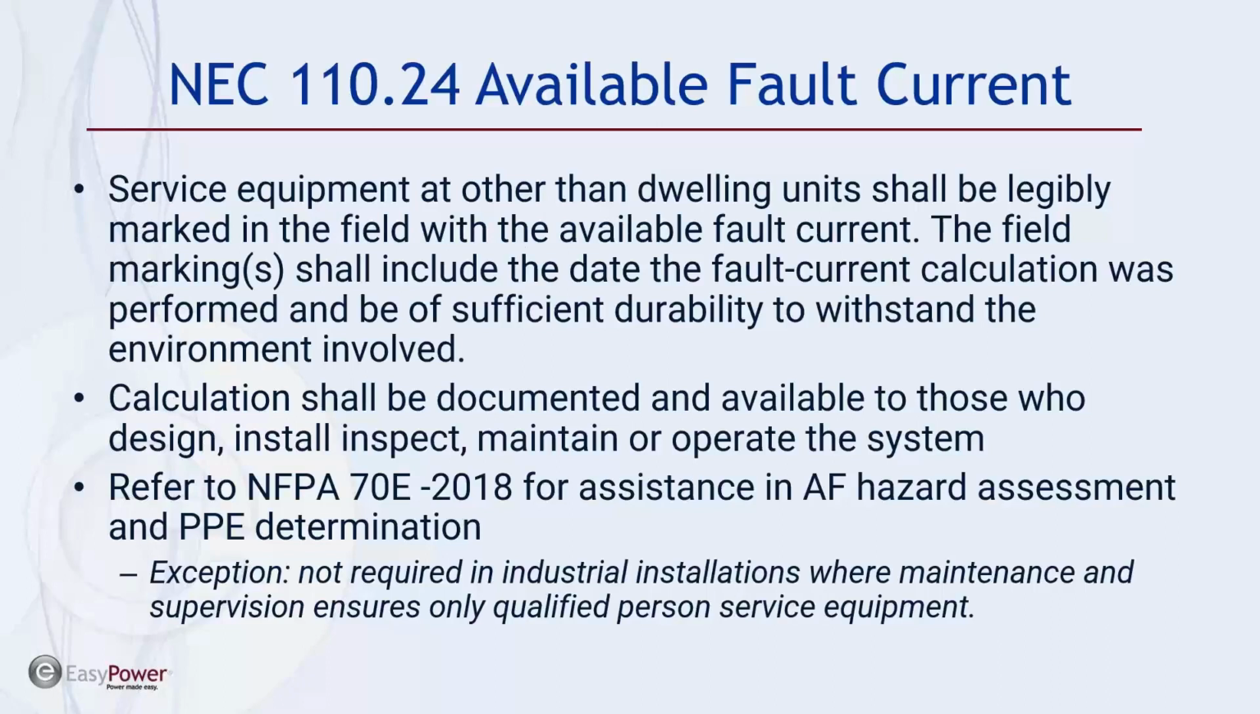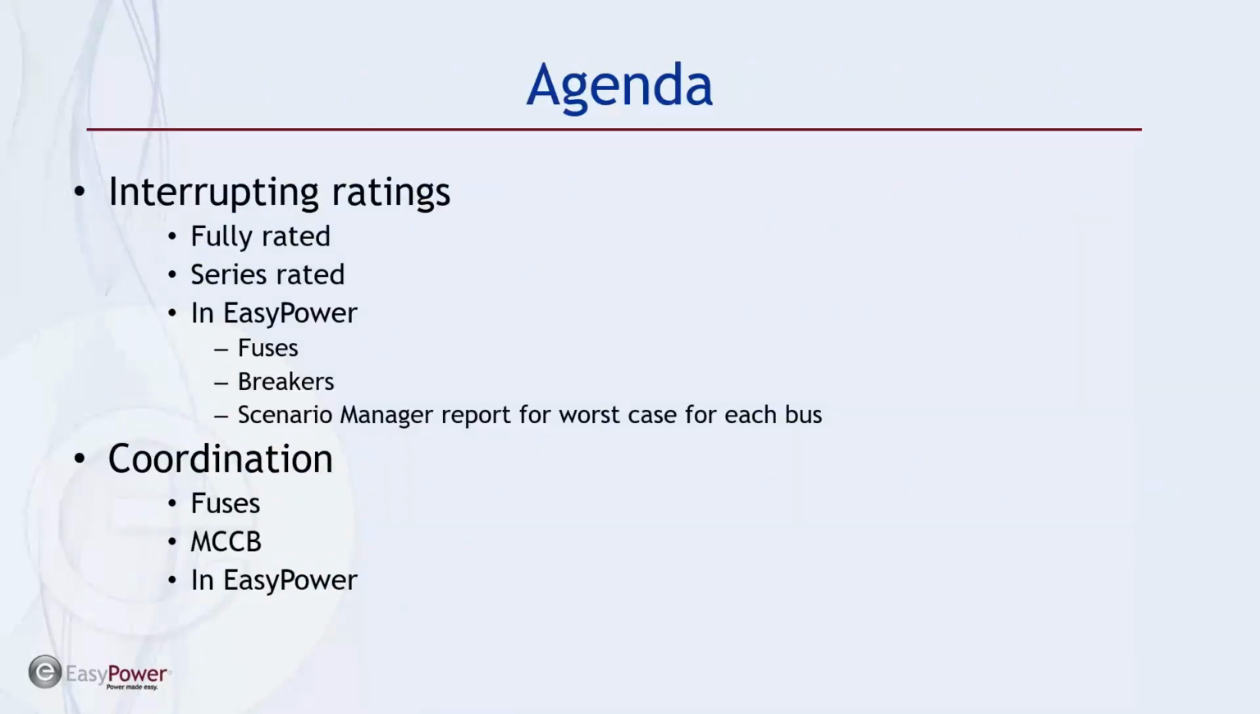Well, let's get on the road here. As I mentioned, what we'll be covering is the discussion on interrupt ratings, fully rated and series rated equipment, and how it's covered in EasyPower with specifics on fuses, breakers, and then the ability to use Scenario Manager for a worst case report on each of the buses for that rating. Then we're going to get into coordination for fuses and molded case circuit breakers and how that's covered in EasyPower. The topic of mitigation and coordination of low voltage power circuit breakers and relays we'll cover next session.